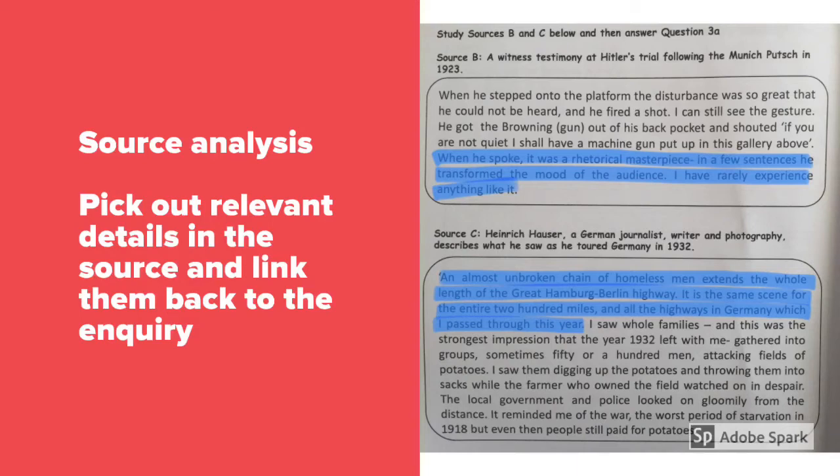Source C, on the other hand, gives us a different reason why the Weimar fell. "An almost unbroken chain of homeless men extends the whole length of the Great Hamburg-Berlin Highway. It is the same scene for the entire 200 miles and all of the highways in Germany which I passed through this year." This makes the source quite useful because it explains the level of economic poverty that was taking place in Germany at the time, which is one of the reasons why the Weimar eventually collapses.